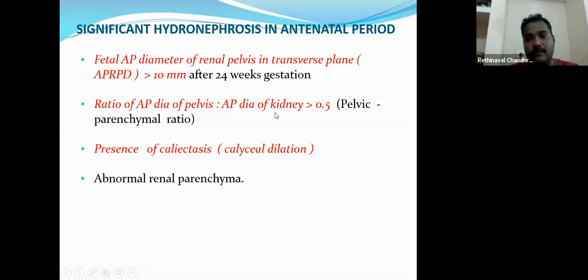And also the ratio of the AP diameter of the pelvis to the kidney, that is, the pelvis diameter ratio is more than 0.5, and also calyceal dilatation. All these three factors suggest there is a significant hydronephrosis in the antenatal period.